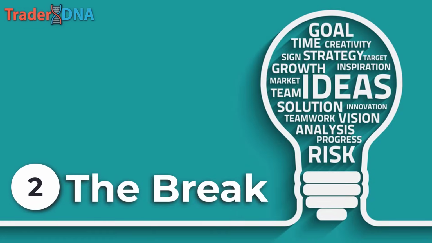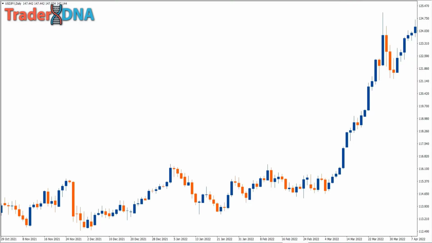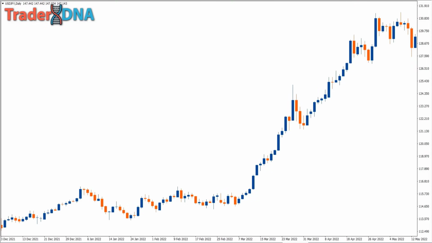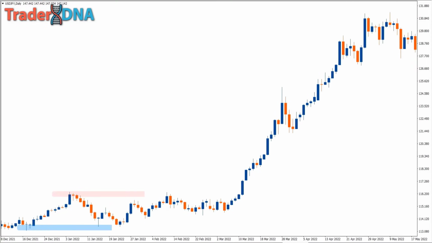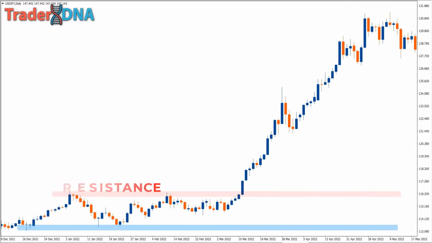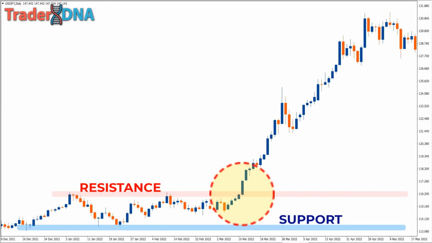Second, the break. Ideally, support and resistance levels are assumed to last forever. Based on this theory, in a perfect trading world, we could enter and exit whenever prices reach these major support and resistance levels and make a lot of money. However, in reality, these levels can be broken and often are. So, as a trader, it's not enough to only focus on bounces. You also need to know what to do when support and resistance levels are breached.